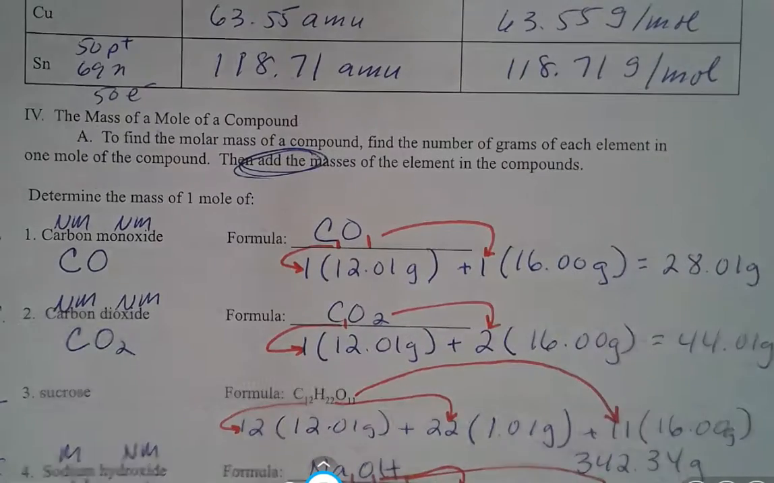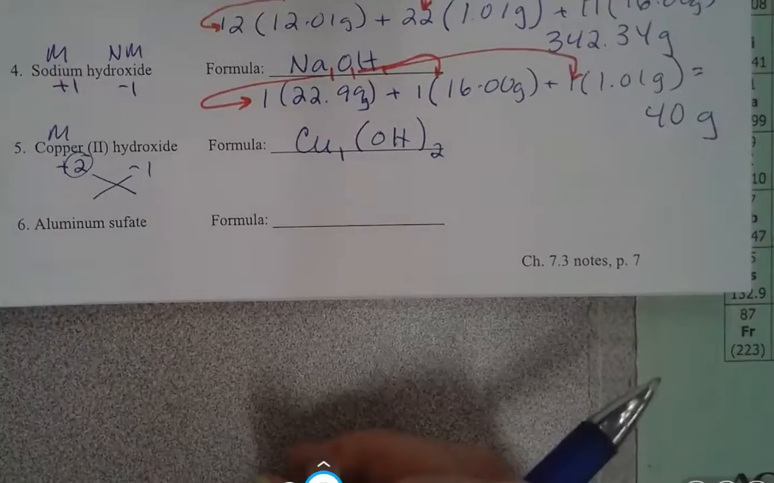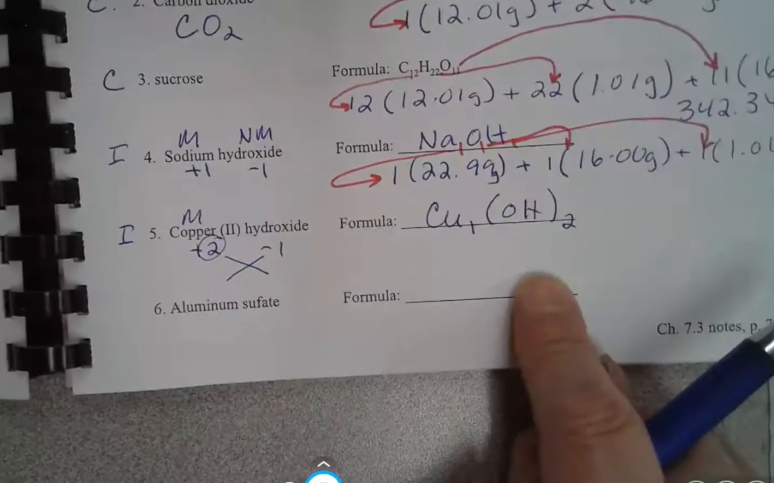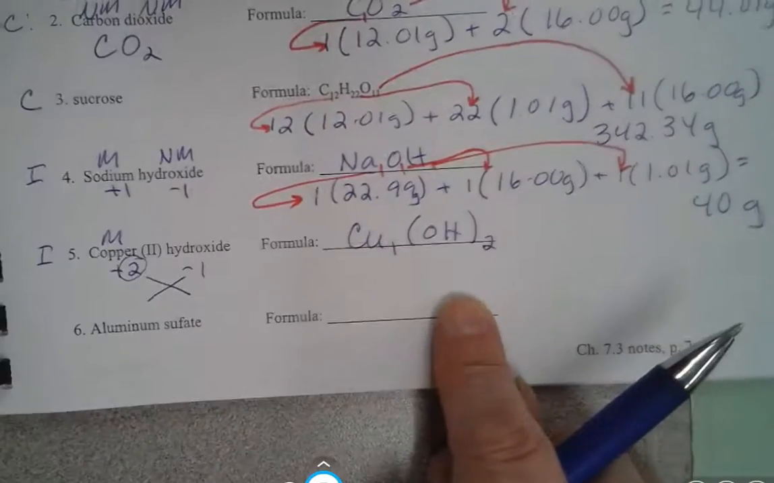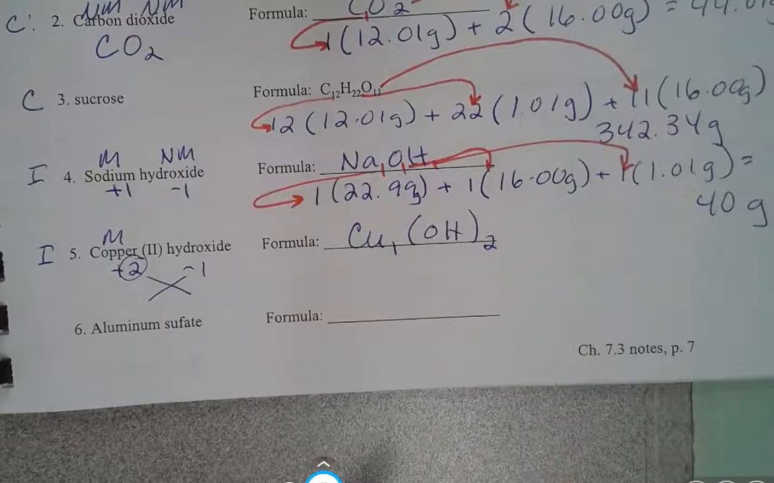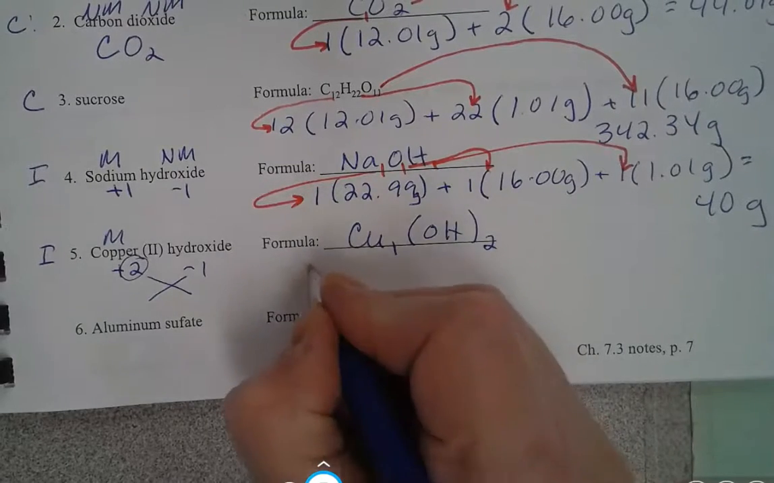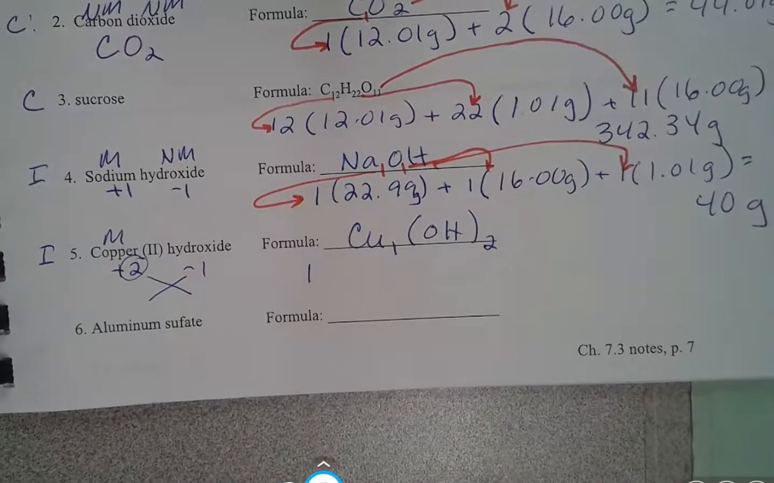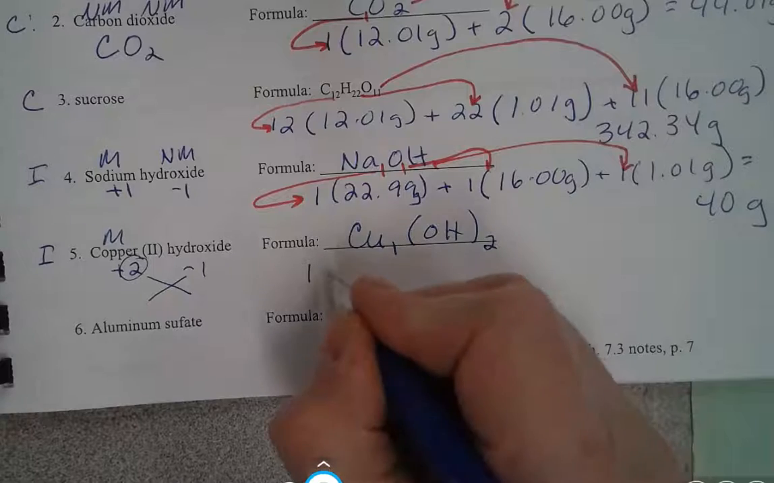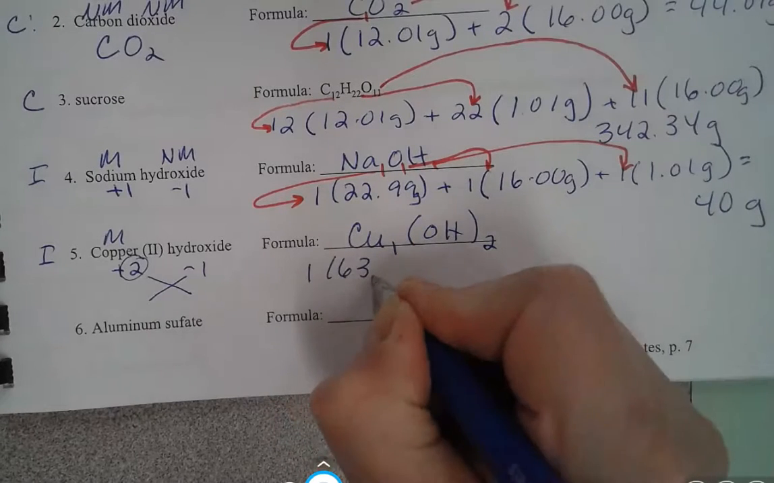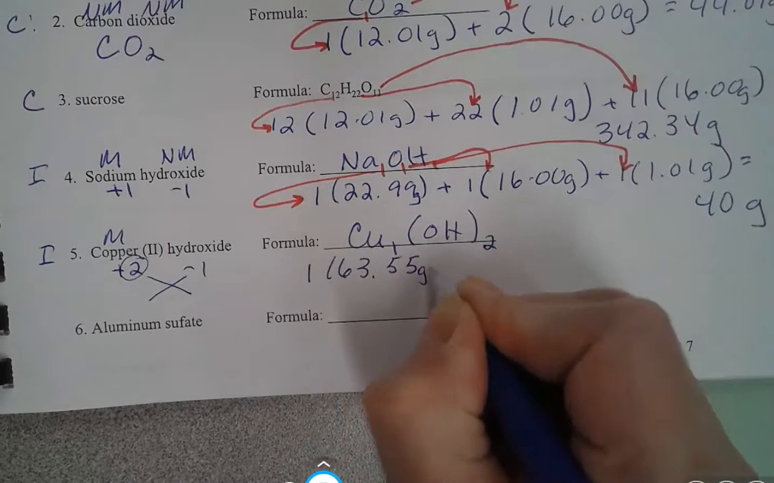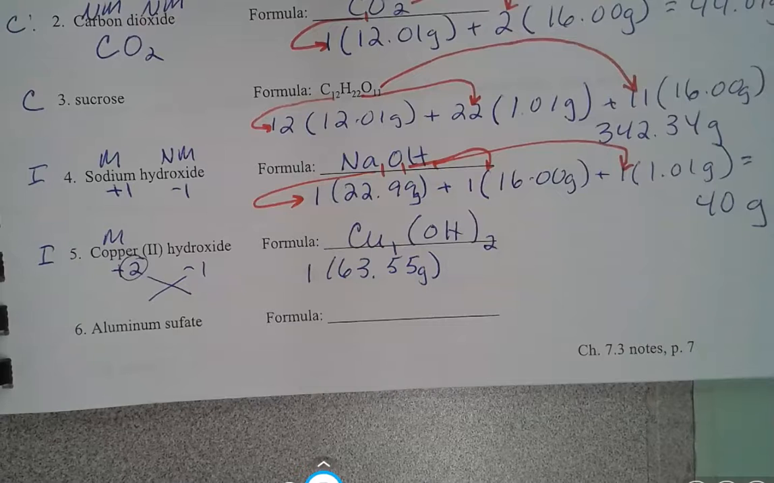Well, guess what we're going to do here? We're going to do that same distribution for this. Let me kind of center this a little better. There we go. I'm going to do that same distribution for here. So I have 1 copper. Didn't we do copper once already? Yeah, we did on top. So it was 63.55 grams.